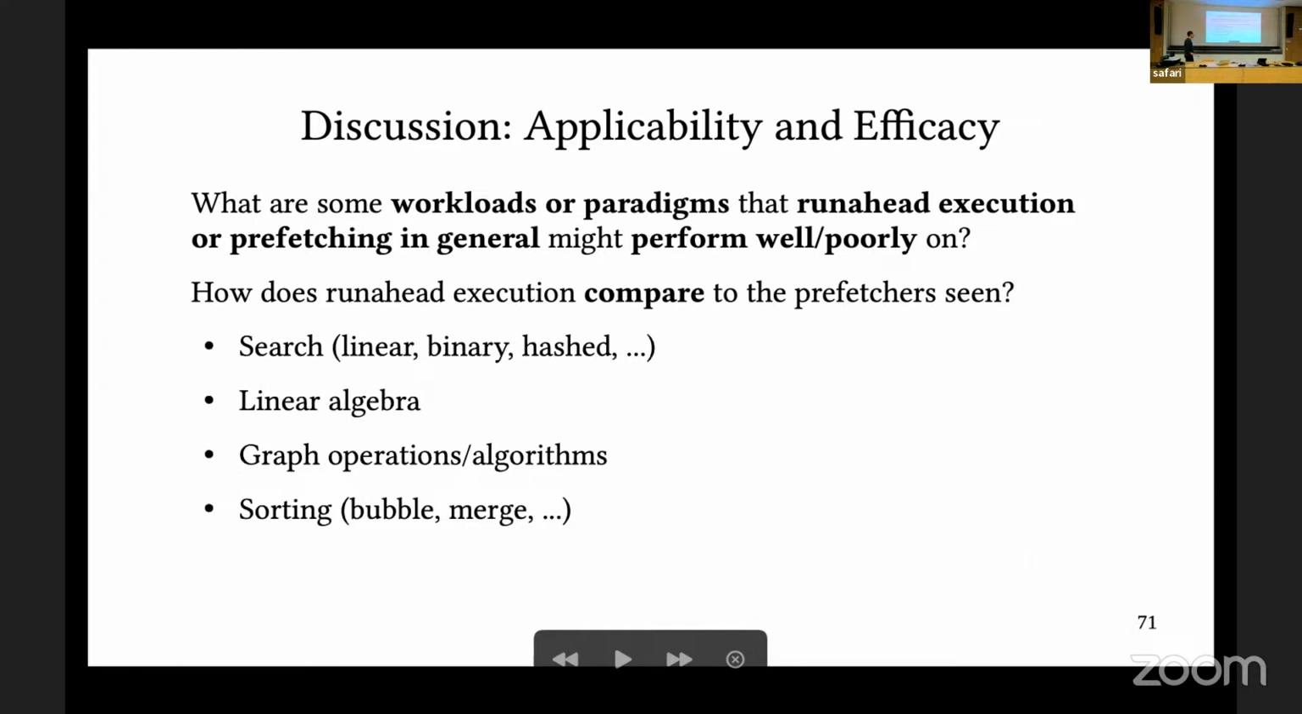I put here some more concrete examples, and maybe something that's close to what you said is a hashed search. If we have a data structure that is hashed and we do a lot of lookups in that data structure, we can maybe do the hash function in this run-ahead execution, and then load the memory. But a prefetcher, to my knowledge, would have a hard time understanding or prefetching a hashed index or address, basically.